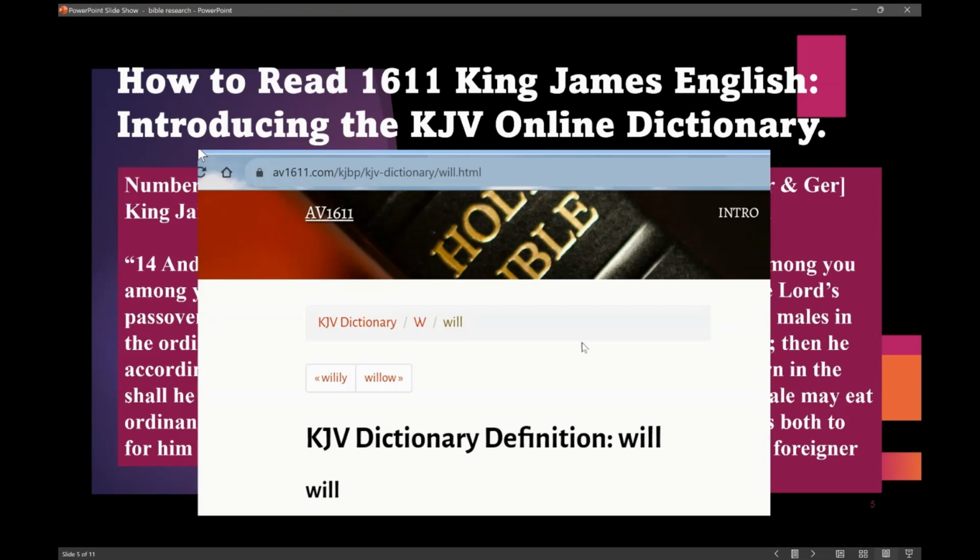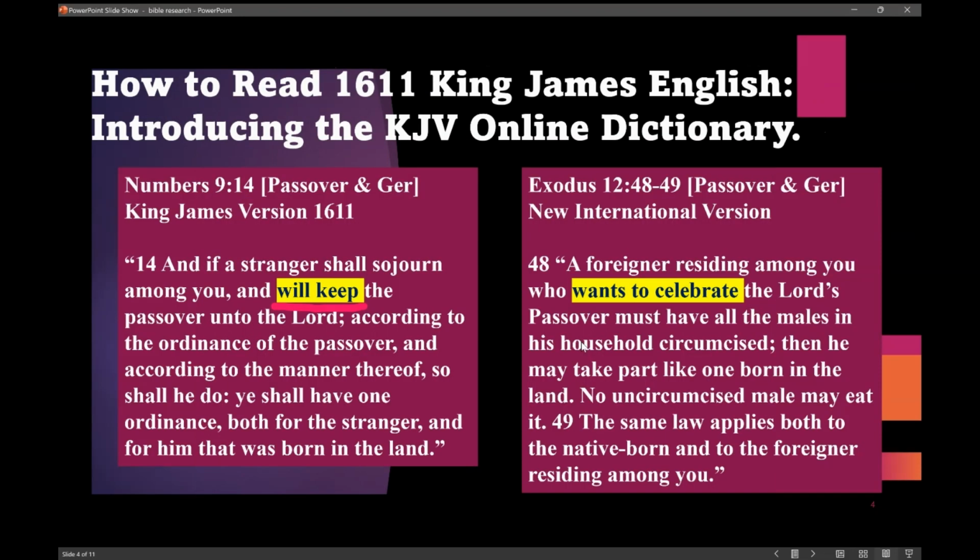Let me go back again, just one minute. When you see such a disparate modern statement about the same Passover command, the same Passover command that is in Exodus 12, verses 48 to 49, is in Numbers 9, verse 14. But somehow one is translated in the King James as "will keep," while the NIV in the Exodus version is translating with "wants to celebrate." So you see, there's an incongruity.